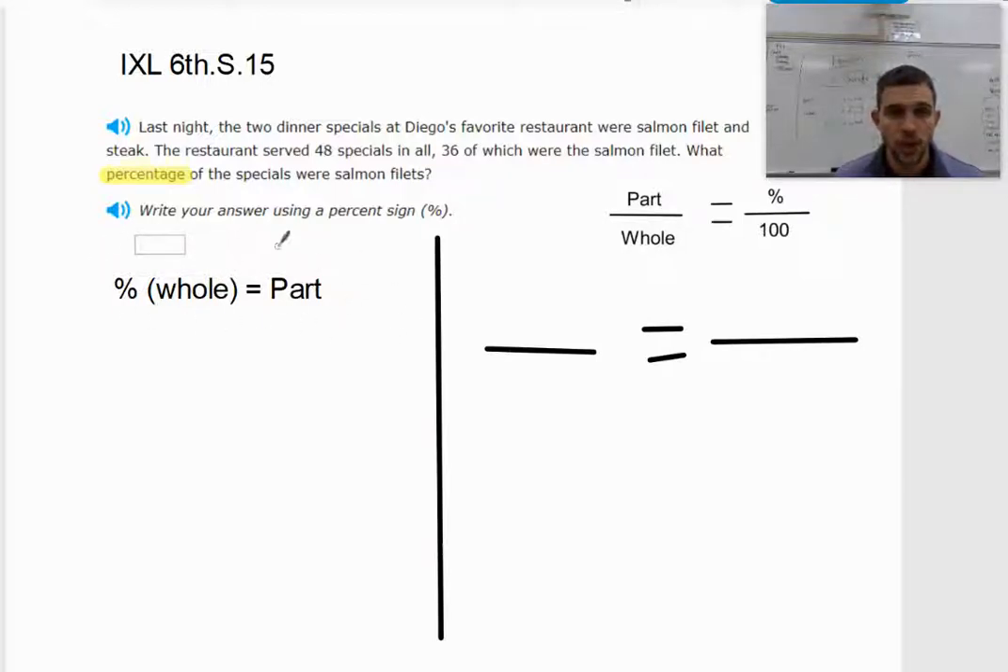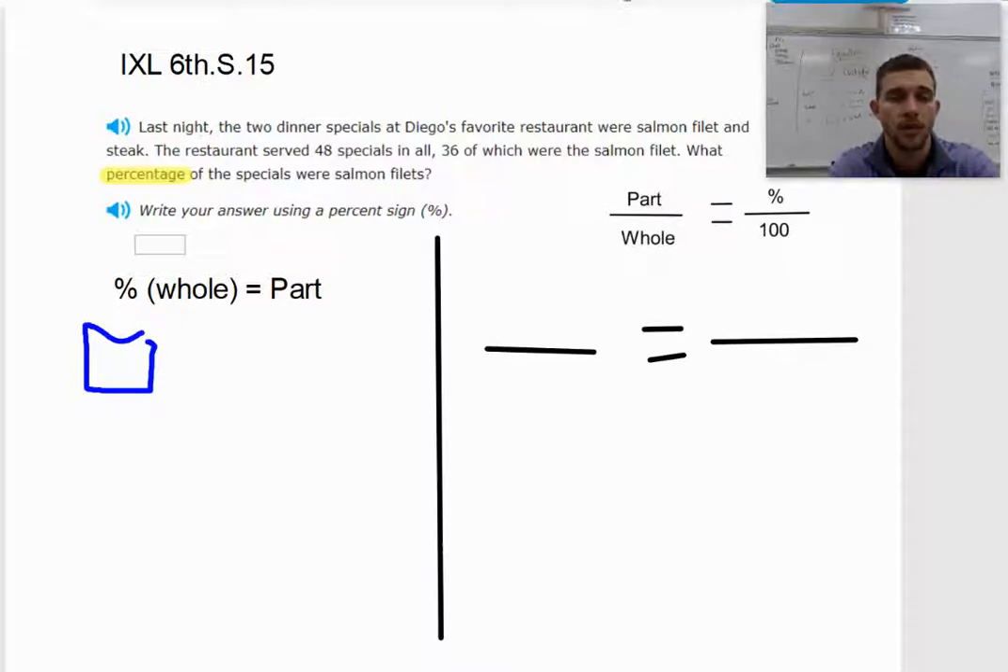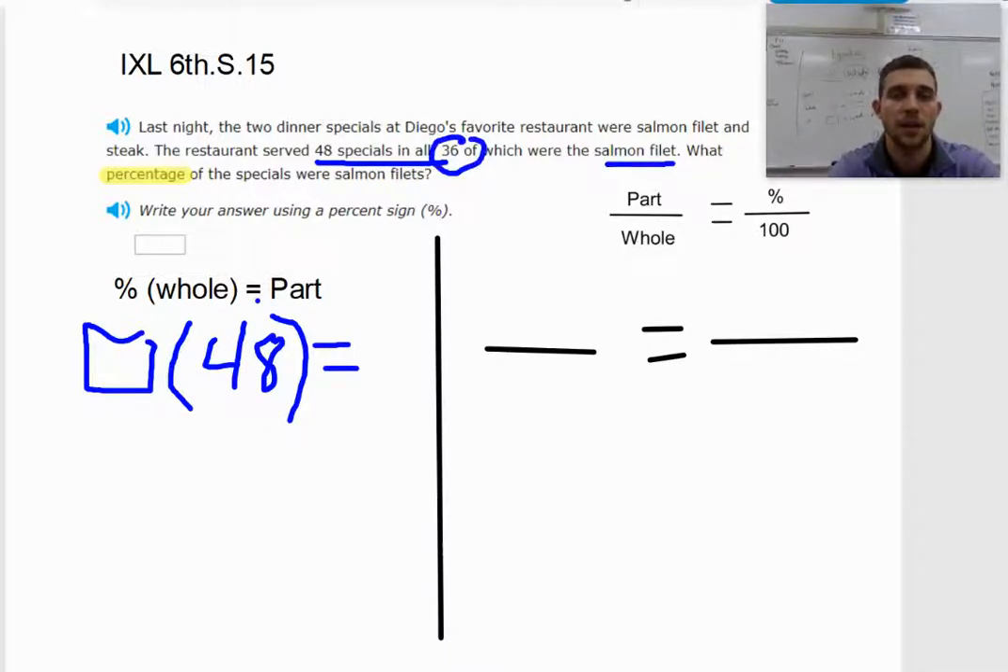So this equation method we'll start out with, we don't know the percent, so I'm going to go ahead and write into that section a box. Later on in the class, we'll use a variable instead of a box, but for now, we'll use a box. We know that the whole was right here. It says 48 specials in all, so that's going to be 48. And then we know that the part is going to be 36, which were salmon. So now I have a percent times some number is equal to 36. And that's actually going to be the decimal version.